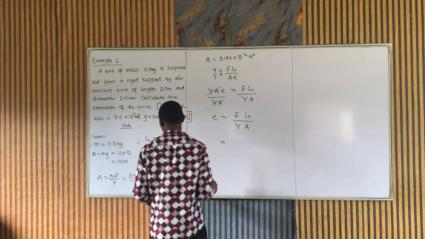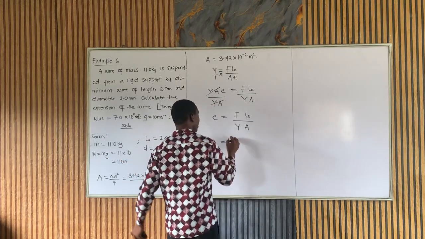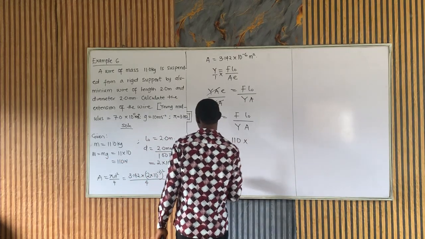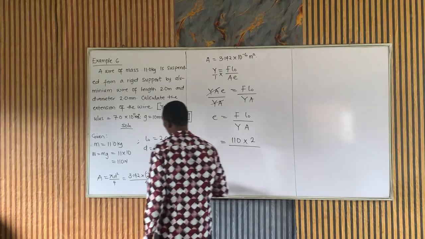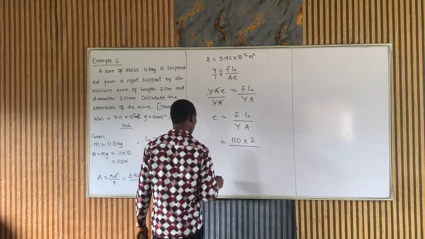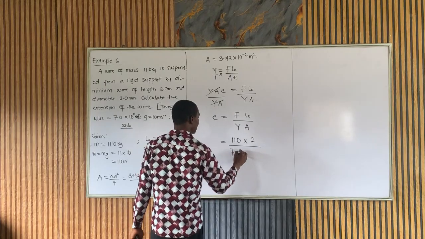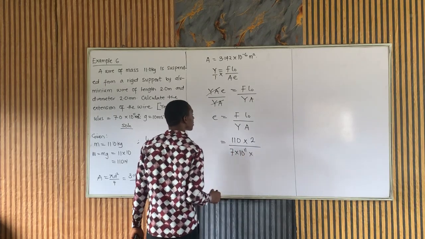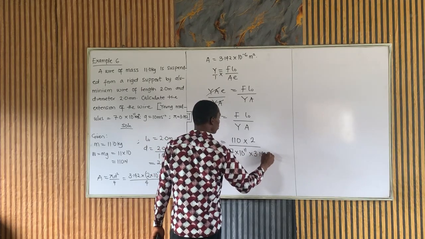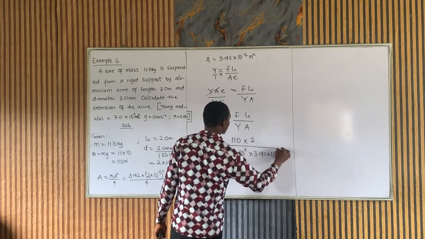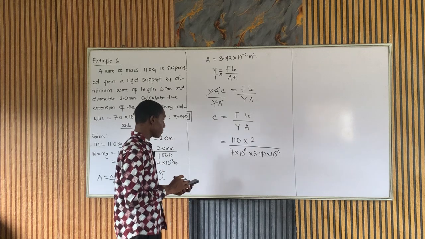Now, what's the force? The force in this question is the weight, which is 110, times the original length, which is 2, over the Young modulus. Our Young modulus is given as 7 times 10 raised to the power 11, times our area, which is given as 3.142 times 10 raised to the power minus 6. So let's evaluate this now.